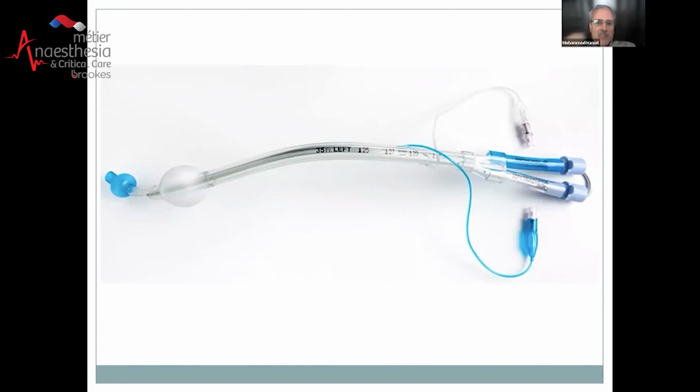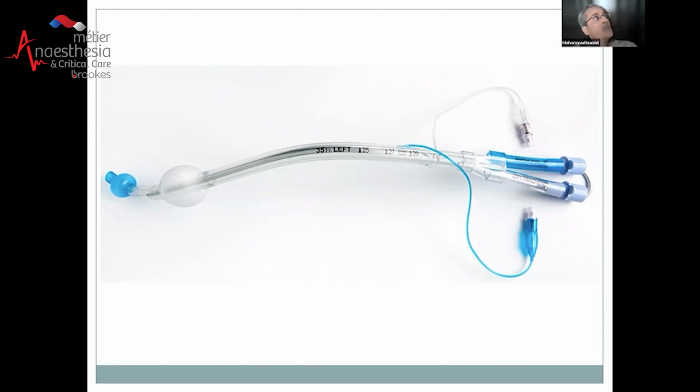So the important thing about isolation is the double lumen tube, which is most commonly used. Blockers are relatively less commonly used because of the price and also the need for a fiber optic bronchoscope, while the double lumen tube is more commonly used.